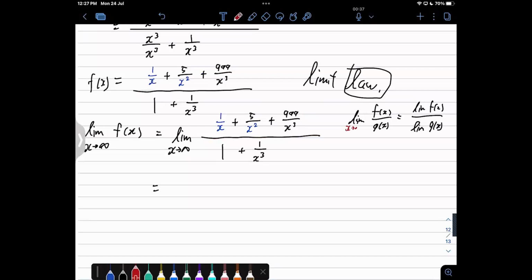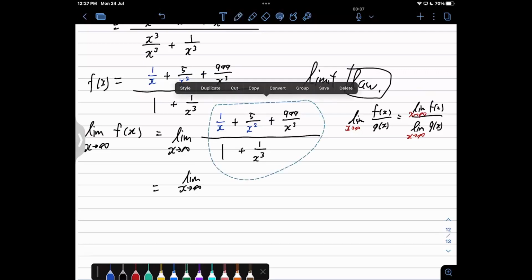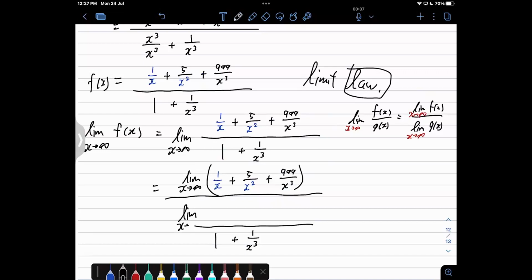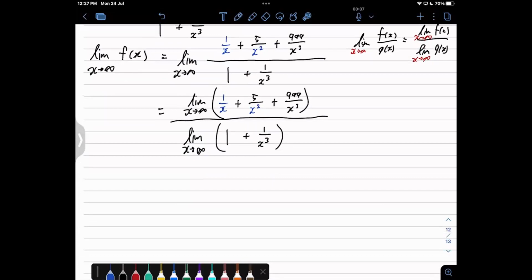Let me fill in the blank. There's a hidden condition required, which is that the limit of the numerator and the limit of the denominator must exist first. But I know that they exist, so you can use the law. So you end up with the limit as x approaches infinity of the numerator, all divided by the limit as x approaches infinity of the denominator. Can you see? The limit gets distributed. Good. Then now you can distribute further.